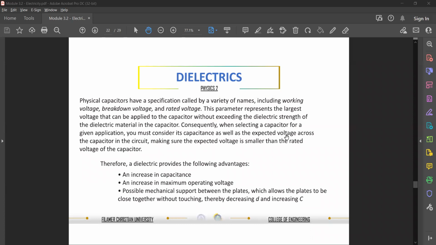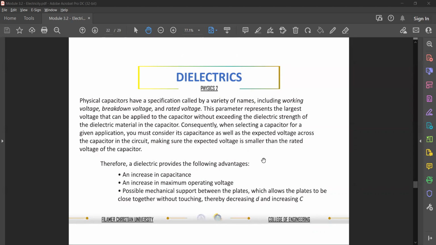Okay. So physical capacitors have a specification called a variety of names, including working voltage, breakdown voltage, and rated voltage. This parameter represents the largest voltage that can be applied to the capacitor without exceeding the dielectric strength of the dielectric material in the capacitor. Meaning ito lang yung maximum na capacity niya na ma-handle.